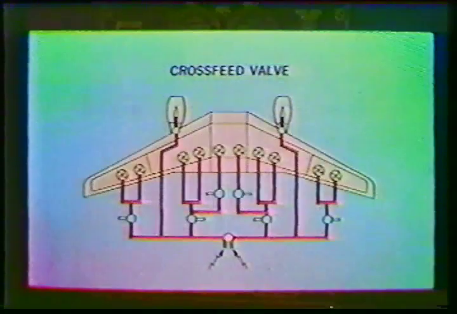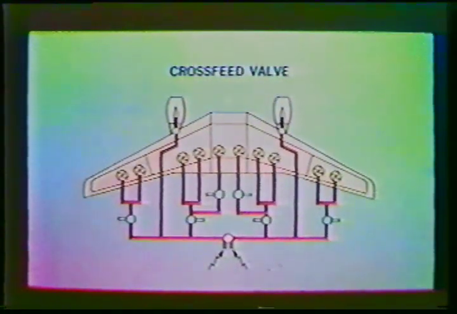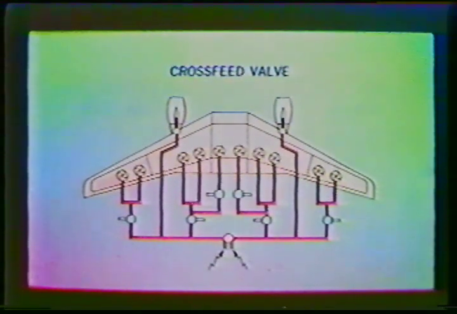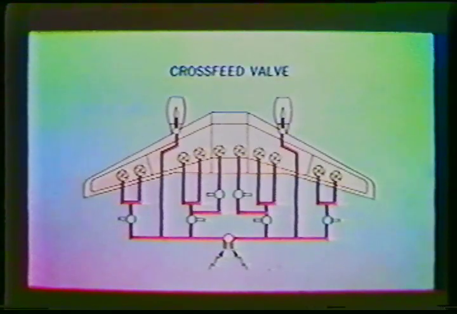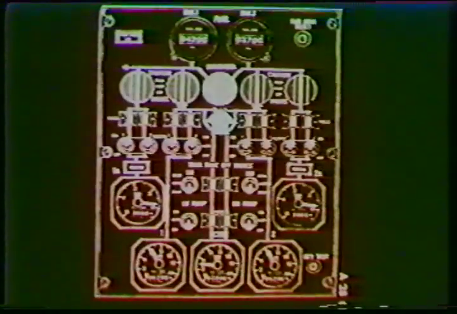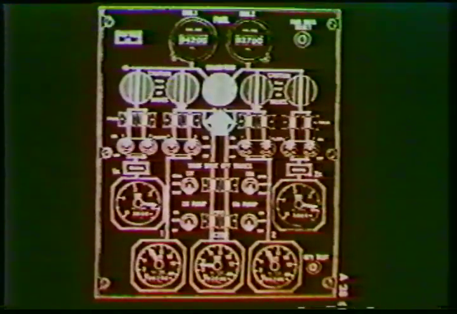A cross-feed valve operated by two electrical motors allows the fuel supply to the engines to be possible from any one of the 5 fuel tanks. The cross-feed valve is controlled by a 2-position rotary selector.